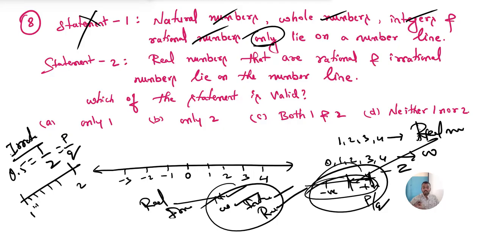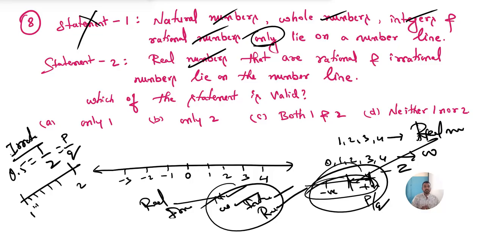जब only बोल डाला तो इसका मतलब क्या? इसके बाद कोई भी नहीं आते। Is it so? No, even irrational numbers also will lie on a number line. So statement 1 is false. What statement 2 is telling?